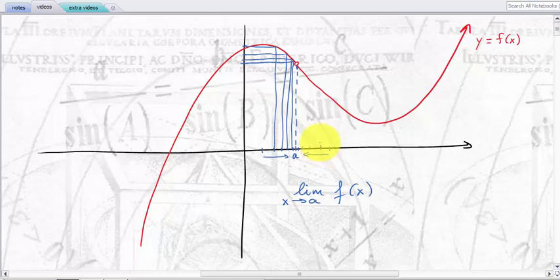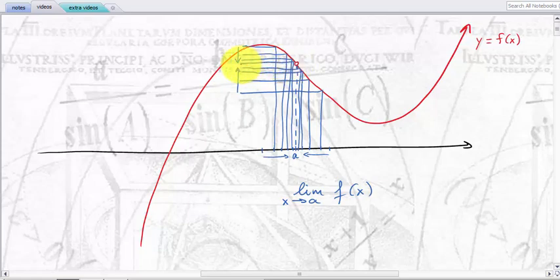Now let's go from the right. Output here, output here, output here, and when I go even a little bit closer, the output is here. So when I went from the right, the output went this way. From the left, the output went this way. In any case, I see that the outputs are approaching this value right here.